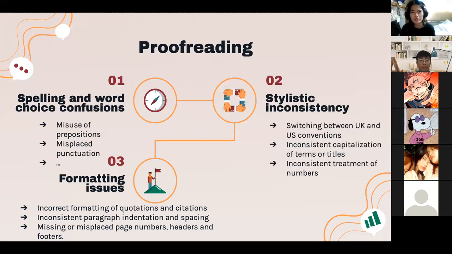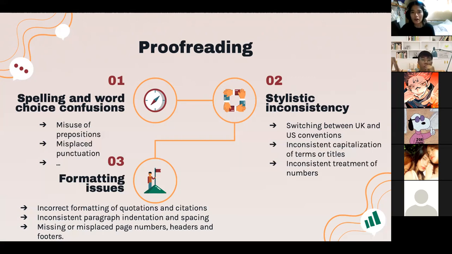I think a lot of people would skip this part. Usually you guys would do editing and that's it, because it's a long process of writing already. Everyone gets tired, and usually with proofreading, we would just skip this. But it's really important that you look at whether or not you have any kind of confusions in your word choice or mistakes with your spelling.